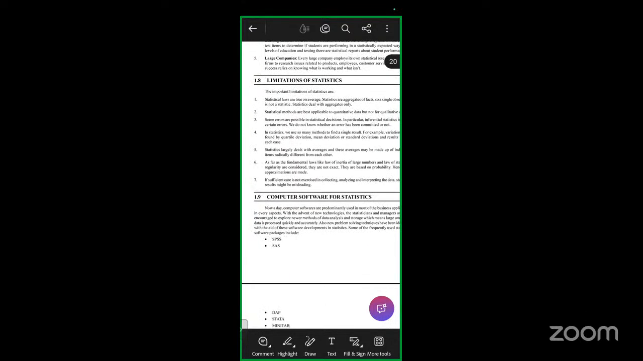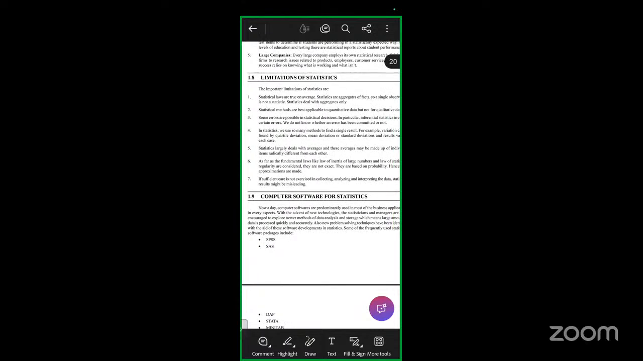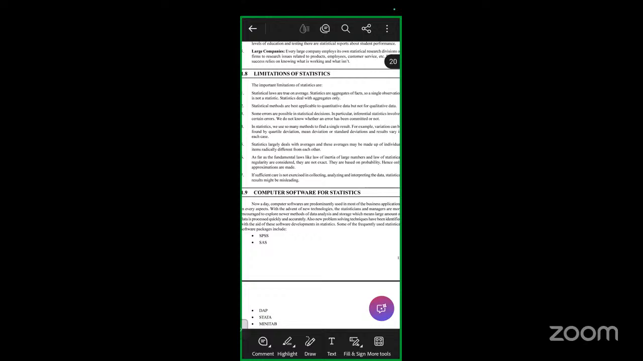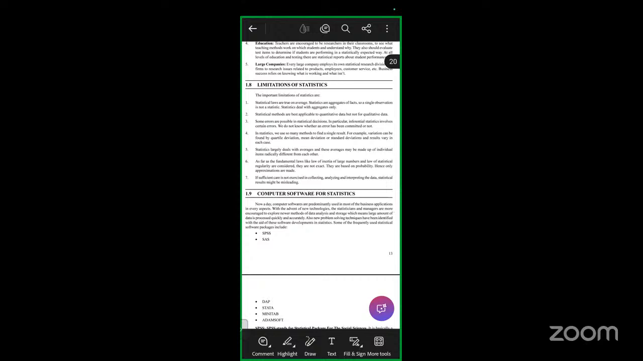There are certain limitations: statistical laws are true only on average. Statistical methods are best applied to quantitative data, but not to qualitative data. Some errors are possible in statistical decisions, and in particular, inferential statistics involves certain errors. We do not know whether an error has been committed or not. In statistics, we use many methods to find a single result.